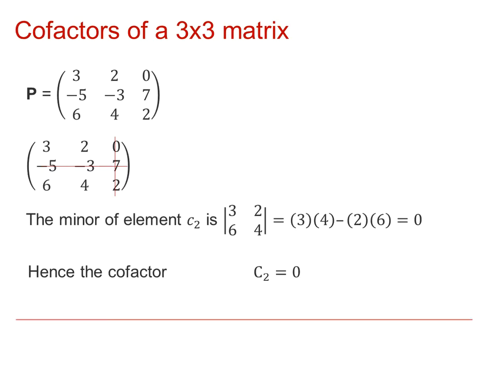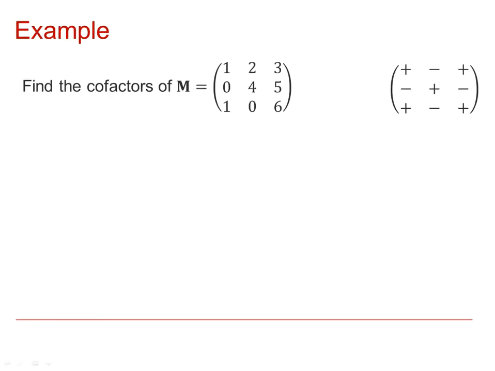C2, for example, so C2 is this element here, and you can see that we've eliminated the row and the column, leaving the determinant 3, 2, 6, 4, which is equal to 0. The cofactor of C2 is therefore equal to 0. What I'd like you to do now is to pause the video and just try working out a few of the cofactors for this matrix M.